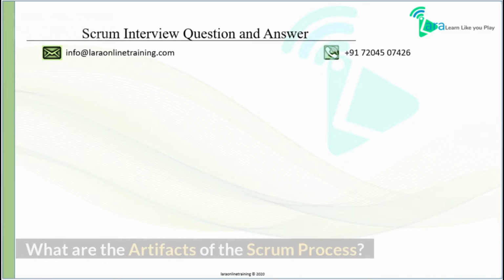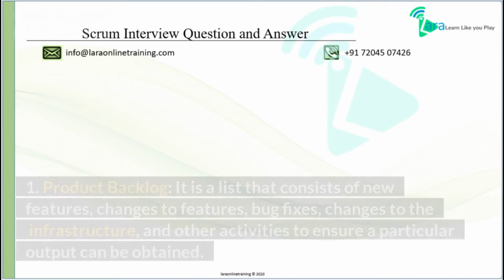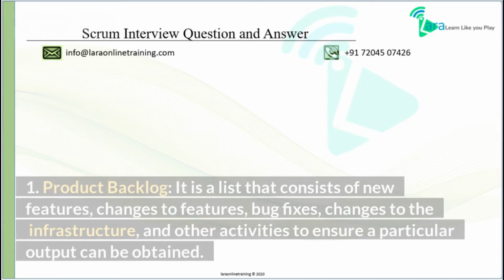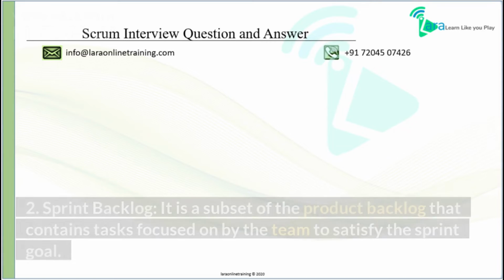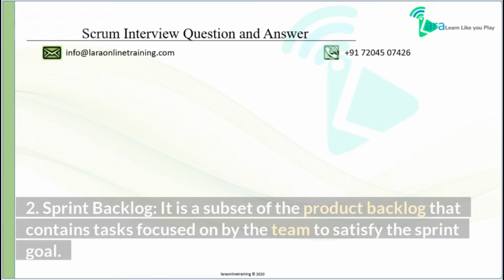4. What are the artifacts of the Scrum process? 1. Product Backlog. It is a list that consists of new features, changes to features, bug fixes, changes to the infrastructure, and other activities to ensure a particular output can be obtained. 2. Sprint Backlog. It is a subset of the product backlog that contains tasks focused on by the team to satisfy the sprint goal.